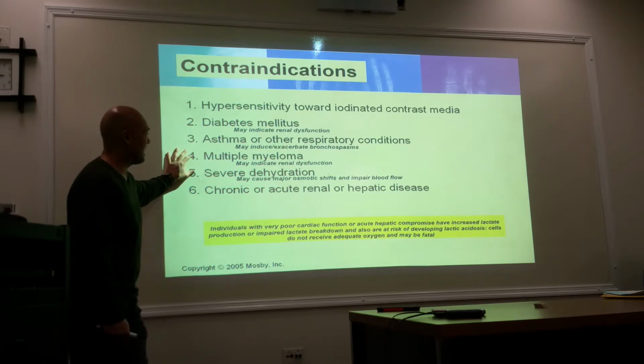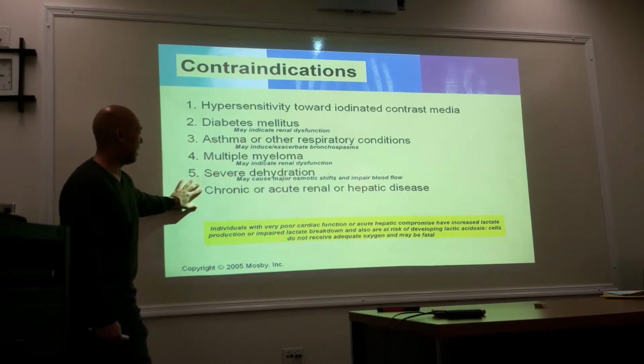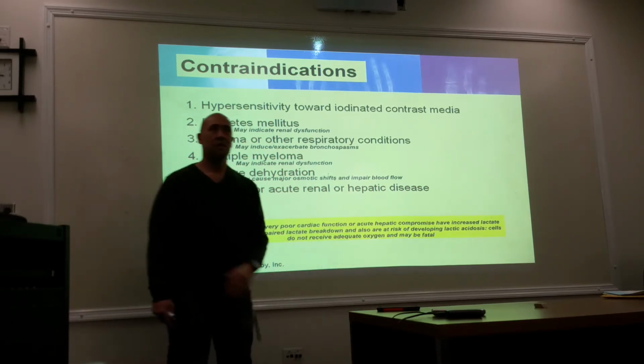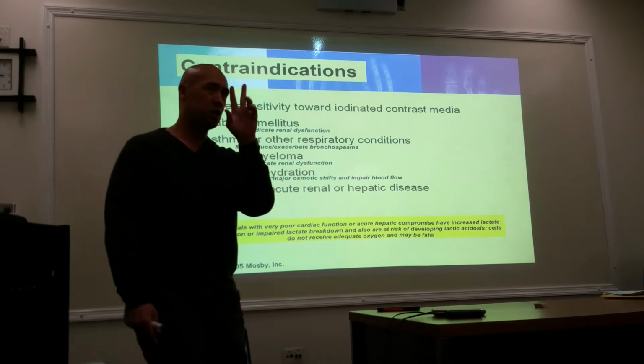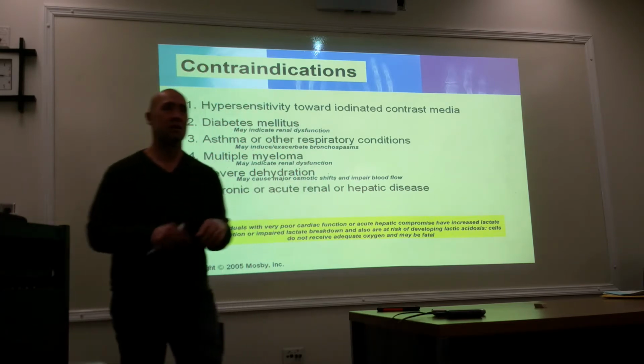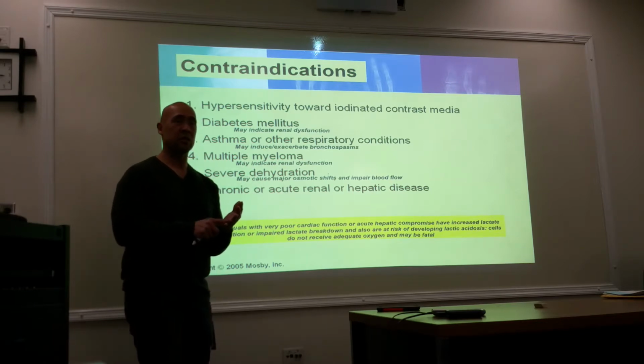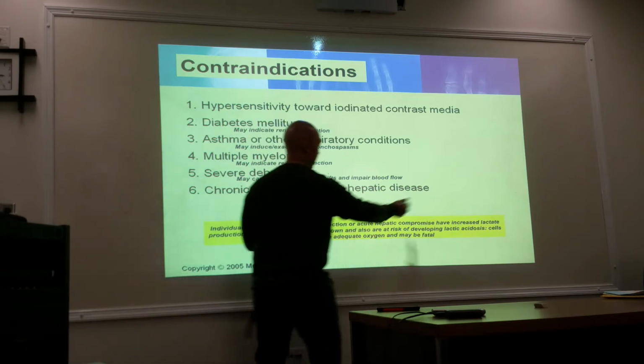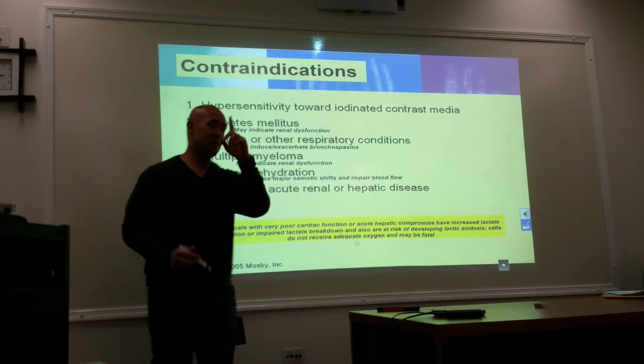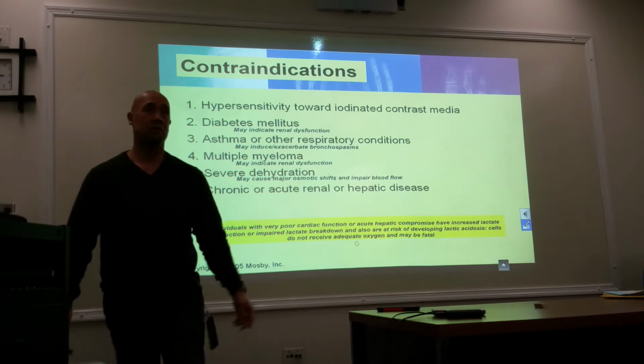Multiple myeloma, this is another one, may indicate renal dysfunction. Severe dehydration may cause major osmotic shifts and impair blood flow. And then again, if you have any type of chronic or acute renal or hepatic disease. Again, if you have hepatic disease, what are those two things that we check for in our laboratory? The BUN and the creatinine. Yeah, okay, the BUN and creatinine. So the BUN and creatinine will also tell us if they have hepatic disease. And if that's the case, then there's a great chance they may have renal disease too.